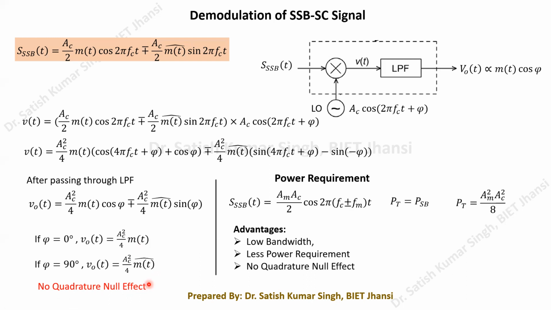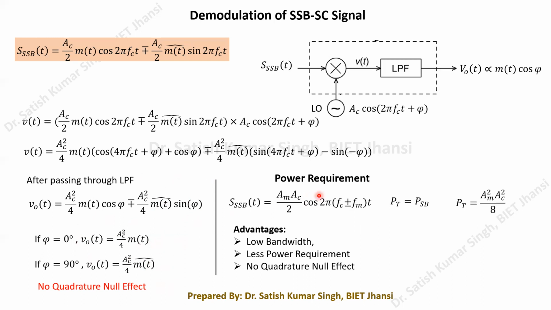So this is how we can demodulate, and we can easily show that only one sideband is sufficient to recover the original message signal. We do not need to transmit both the sidebands, and therefore by sending just one sideband we are saving the transmission bandwidth of the modulated signal.